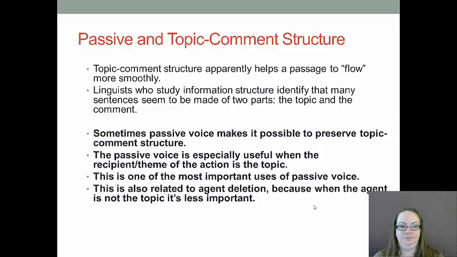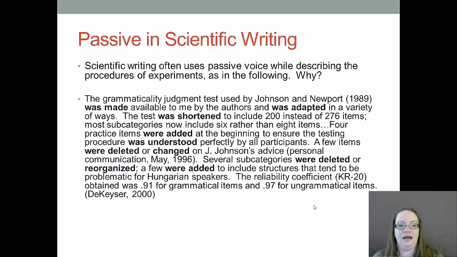So here's an example of passive in scientific writing. Often scientific writing uses passive to preserve part of this topic-comment structure. So they're talking about what people have done or what the experiments show or what it is that was performed on the machines instead of necessarily who did it.